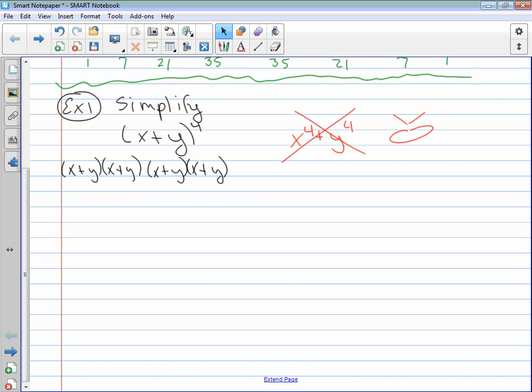Let's split it up into 2. We know that this is going to be x squared plus 2xy plus blah blah blah.